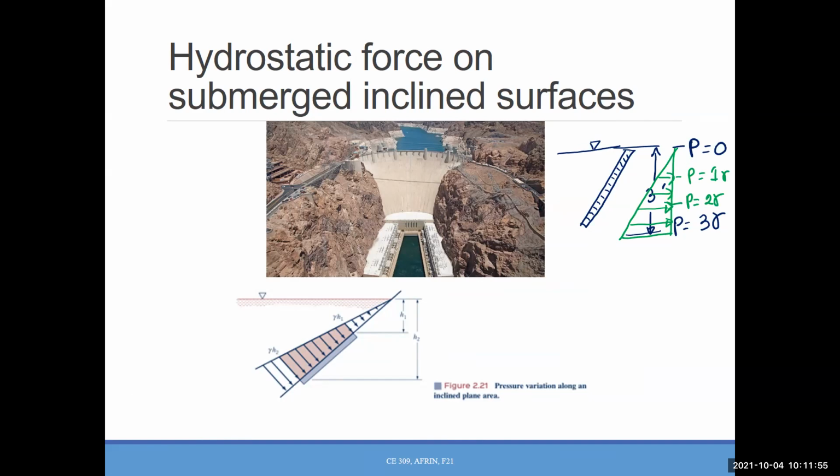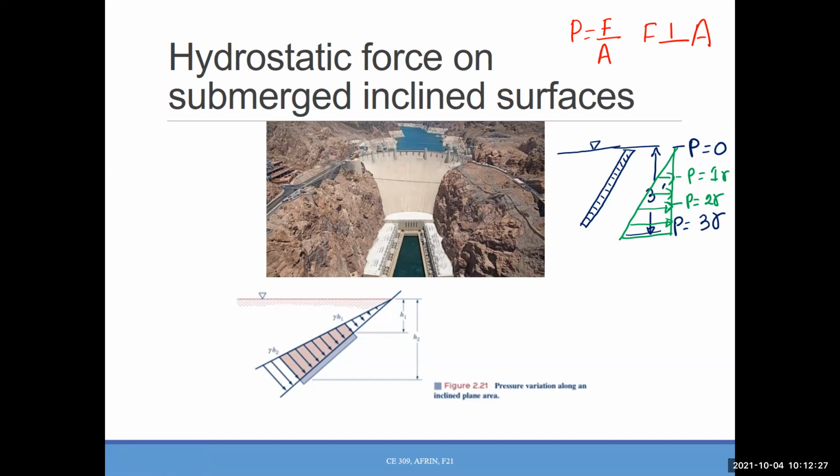Now, this time we have an inclined plate. We know the pressure exactly at that point, which is 1 gamma. But tell me one thing. Do you remember when we defined pressure equals force over area? This force will be in which direction on the area? Perpendicular or parallel? The F will be always perpendicular to the area, right?